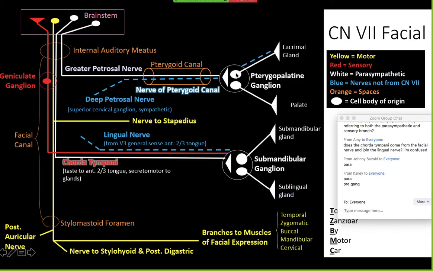Okay, so then you have postganglionic parasympathetics going to both the palate and the lacrimal gland. And also you have this deep petrosal nerve running with the greater petrosal nerve. And this is carrying sympathetic fibers to the lacrimal gland. And both of these are traveling through the pterygoid canal.